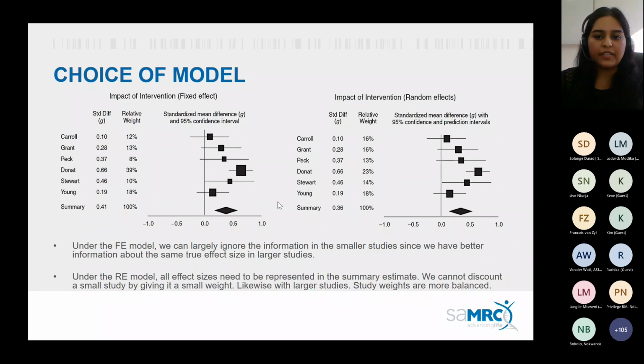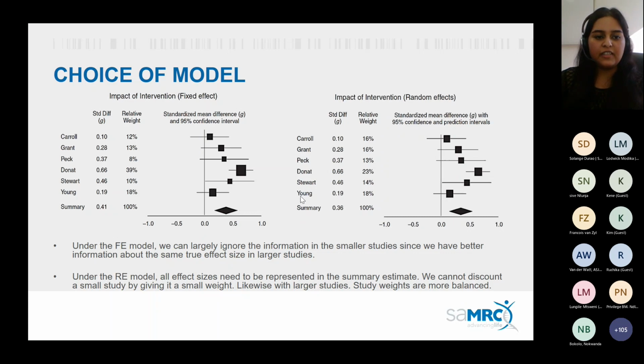So just to recap, under a fixed effects model, we can largely ignore the information in the smaller studies since we have better information about the same true effect size in larger studies. And under a random effects model, all the effect sizes need to be represented in the summary estimate. So we cannot discount a small study by giving it a small weight, and likewise with larger studies. So study weights are more balanced.